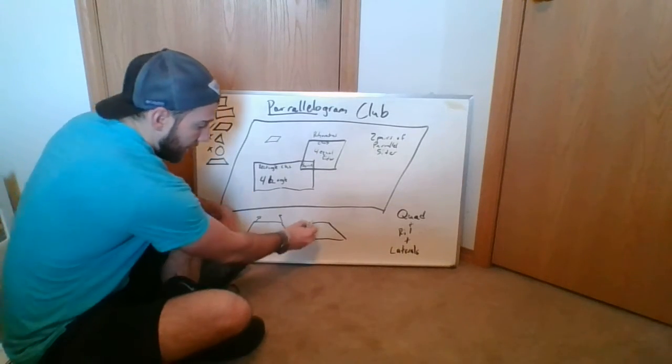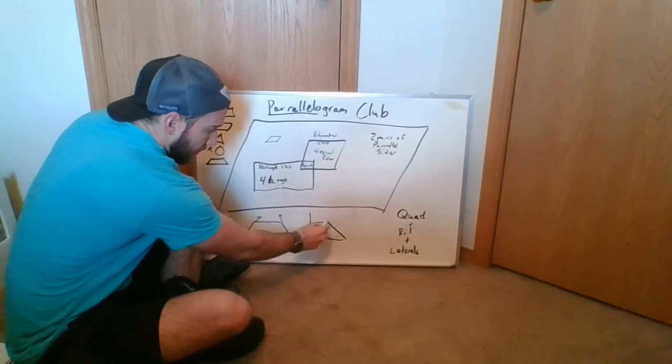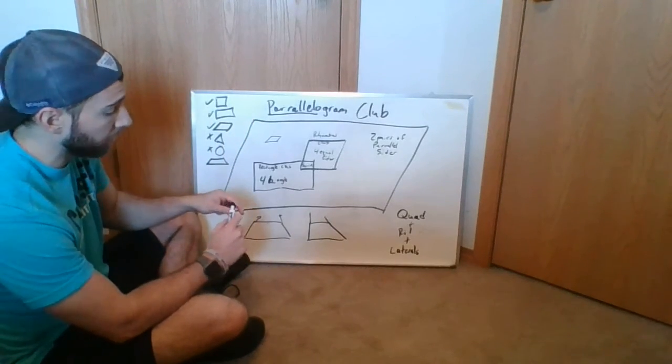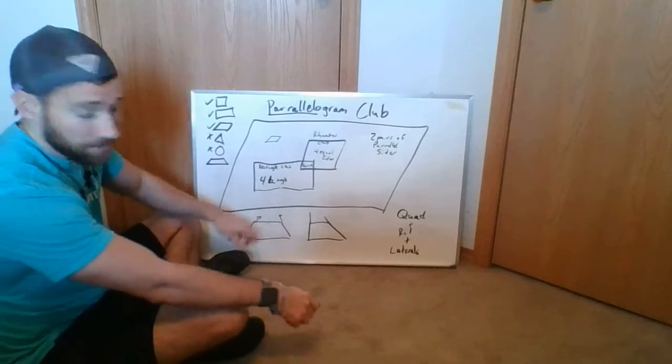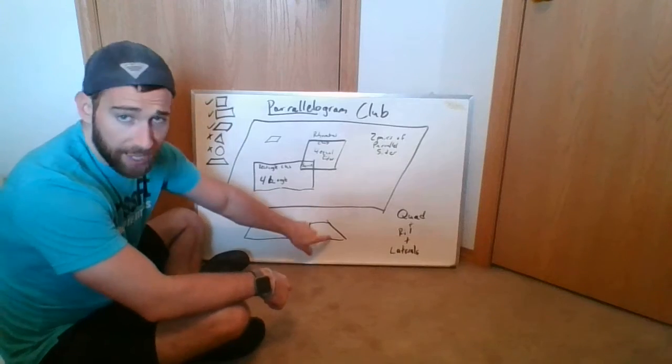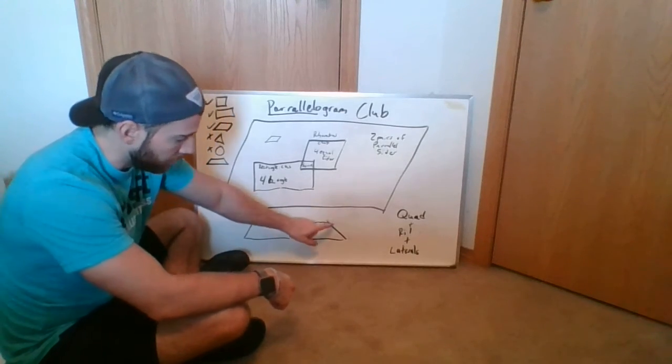And on this one, similar concept. These two lines would end up intersecting, making it not a parallelogram. But it is still a quadrilateral. It still has just four sides. 1, 2, 3, 4.